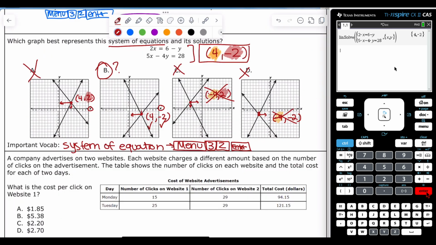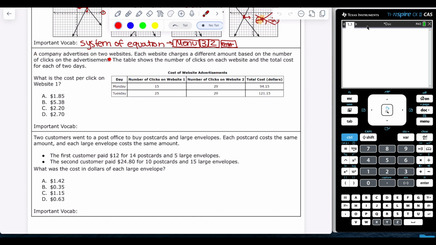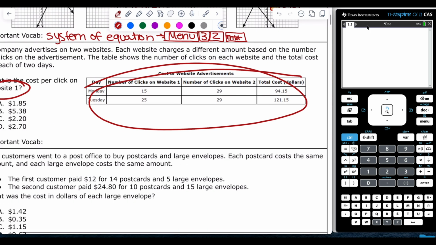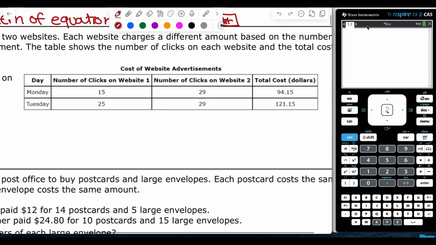Okay, now let's look at a company advertises on 2 websites. Each website charges a different amount based on the number of clicks on the advertisement. The table shows the number of clicks on each website and the total cost for each of the 2 days. What is the cost per click on website 1? Website 1. So this is a really weird table, and we haven't seen one like this in algebra.